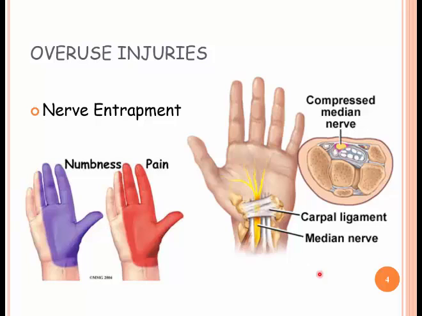Excessive and repeated wrist flexion activities cause this disorder. Symptoms include tingling, pain, and weakness in the wrist, thumb, and radial digits as depicted on the slide. So here we have the pain distribution, and here we have the numbness distribution.